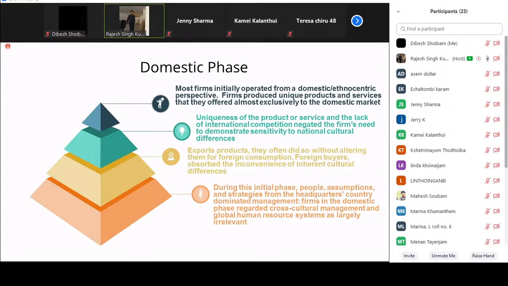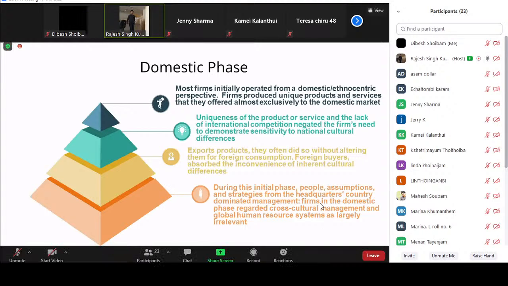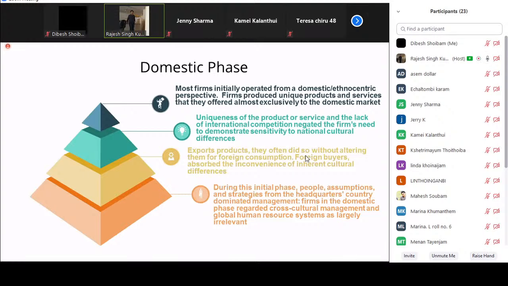The firms need to demonstrate sensitivity to national cultural differences. What I say is, because of the lack of competition posed by other foreign players, there is no need to make any consideration for the cultural aspect, that is, cultural sensitivity. They don't have so much cultural sensitivity because the market itself is domestic. No foreign players here.